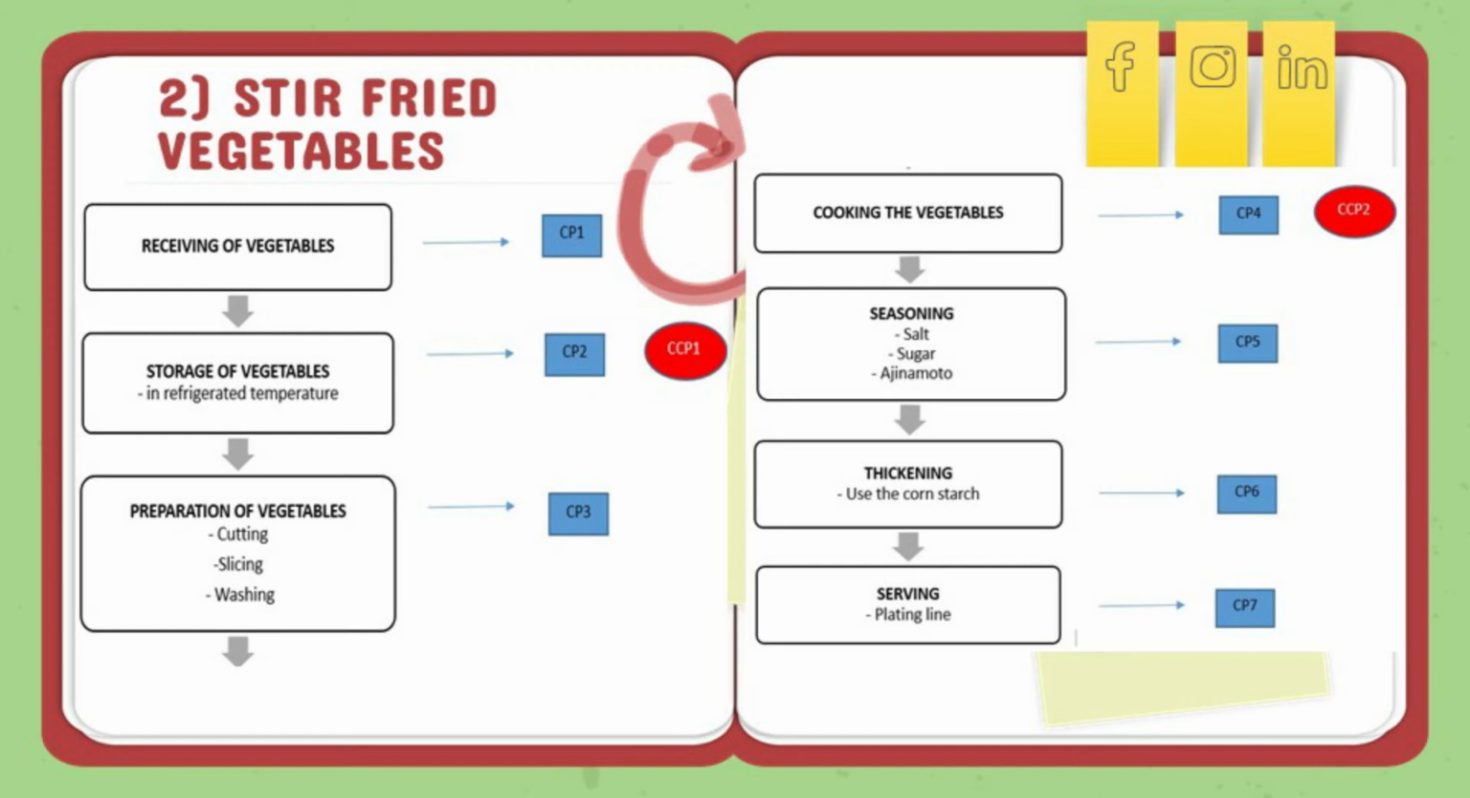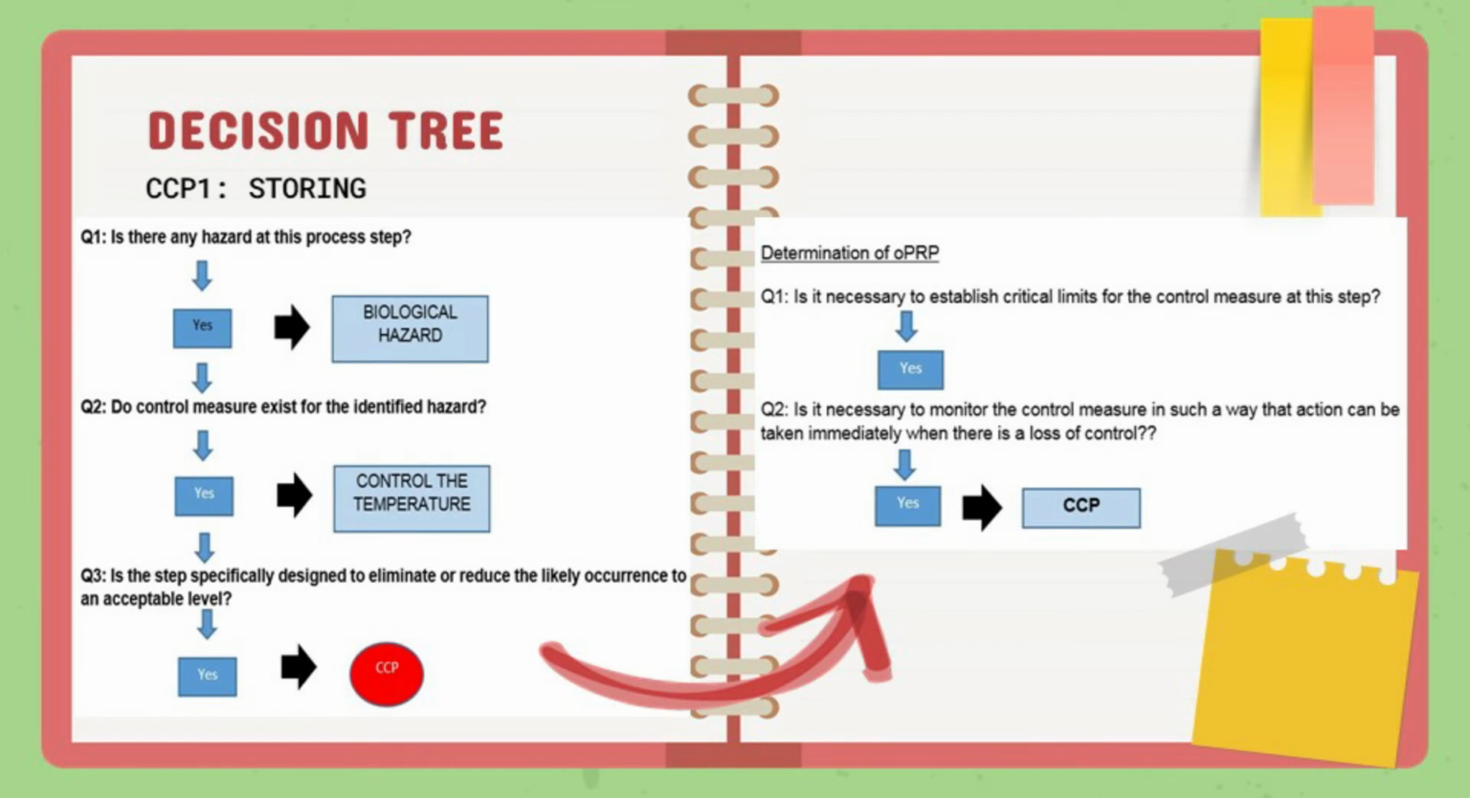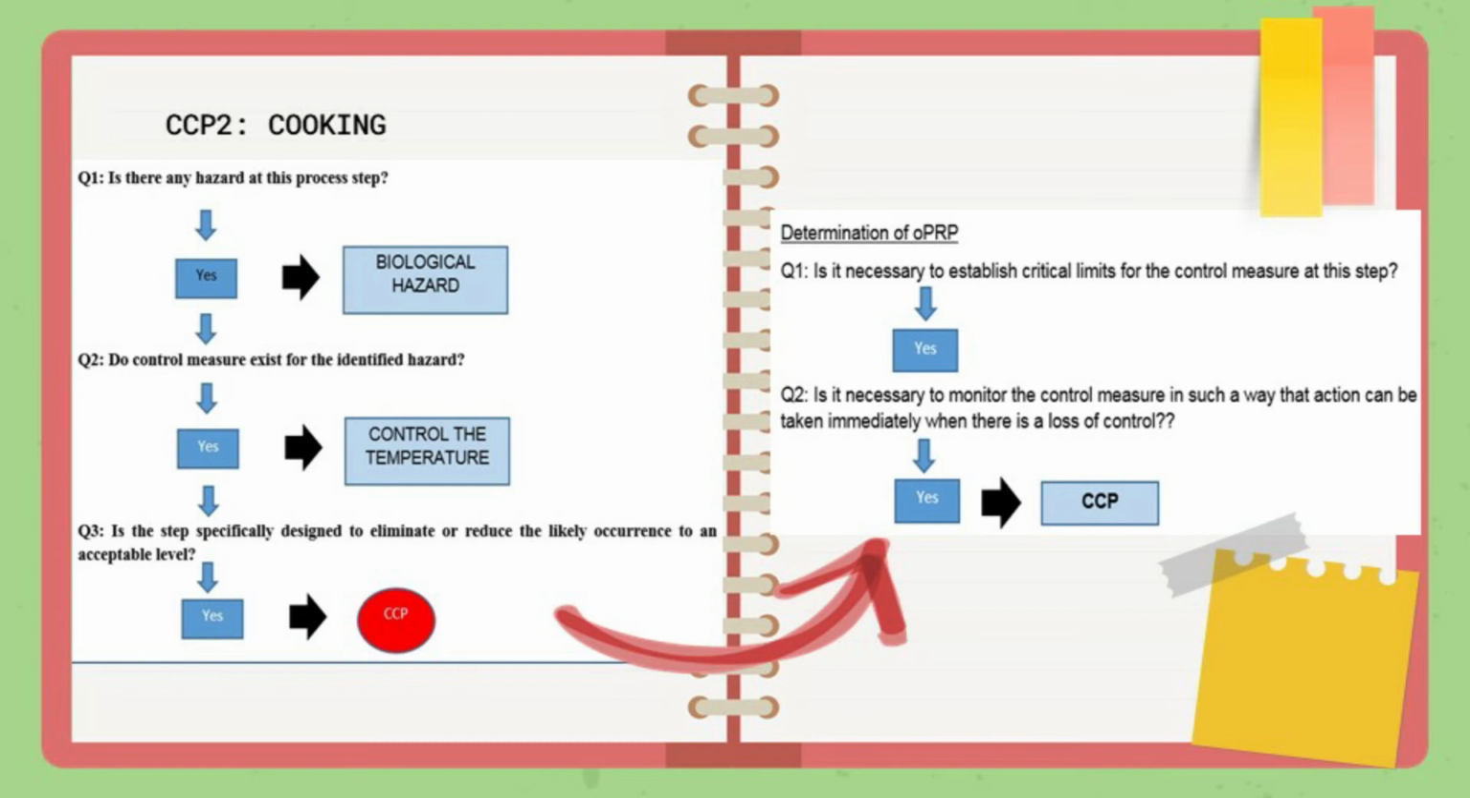Based on this slide, there are 2 CCP included in the 7 steps of food flow. The first one is storing of vegetables, and the second one is cooking the vegetables. The type of hazard that can occur during both storing and cooking process is a biological hazard, while the control measure for the identified hazard is by controlling the temperature. For the result of determination of OPRP, both remain as a CCP.